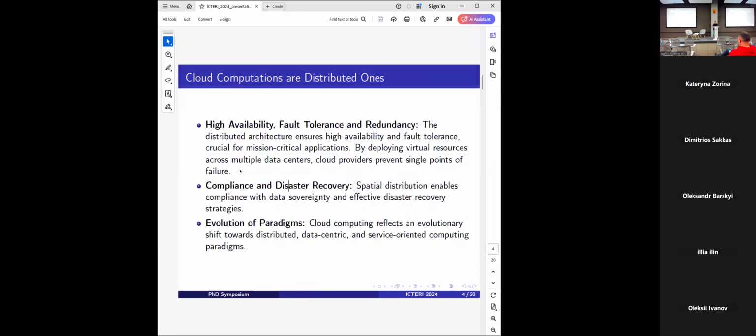On this slide, you can see the main features that distributed computations bring to our lives, that are high availability and redundancy, fault tolerance, and disaster recovery, and evolution of paradigms, which means cloud computing reflects an evolution shift towards distributed data-centric and service-oriented computing paradigms.